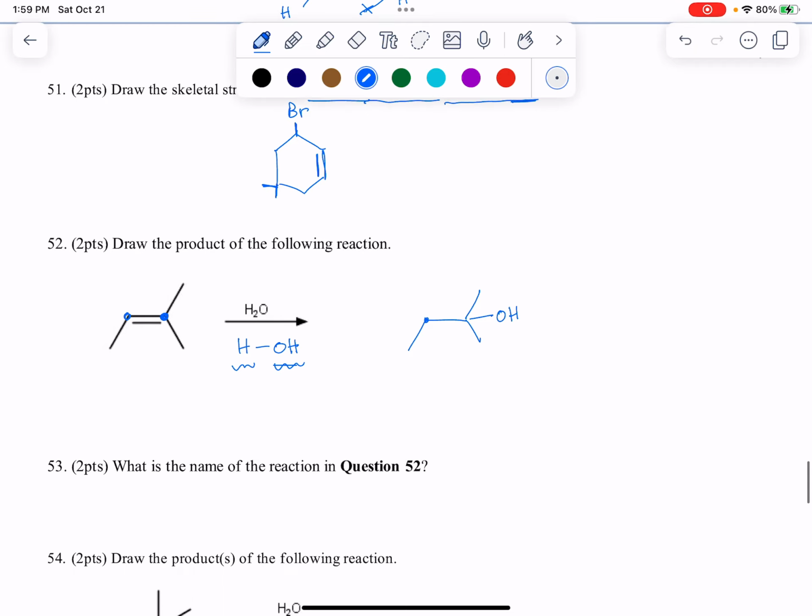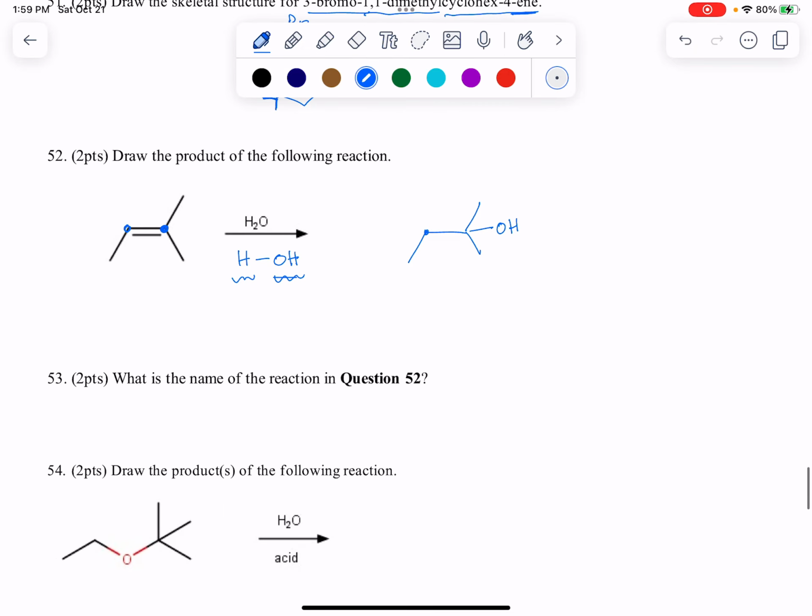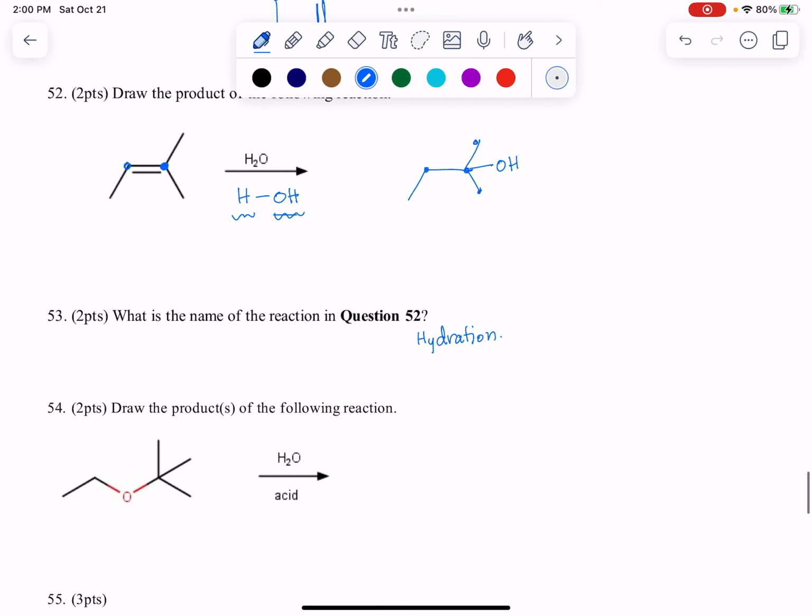There were a couple of other ways that you could have represented that would also be correct, as long as you're showing where all the carbons are. What is the name of this reaction? I said it just a minute ago. This is a hydration across that double bond. It's also an addition reaction. You might have used that word.